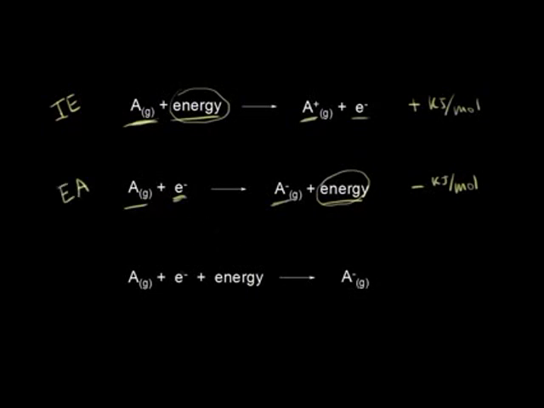For some atoms, adding an electron does not give off energy. You have to actually put energy in to force that electron to form the anion. That's because the nucleus of some atoms does not have an affinity for an electron, and so you have to add energy. If you were representing energy for a situation like this, it would take energy, so it should be a positive sign, so positive kilojoules per mole.